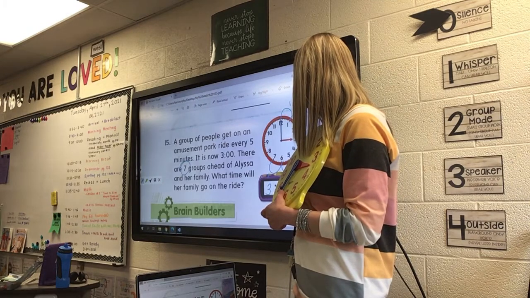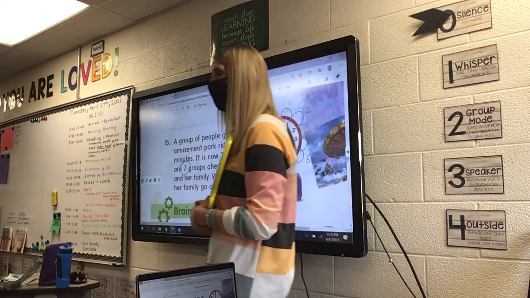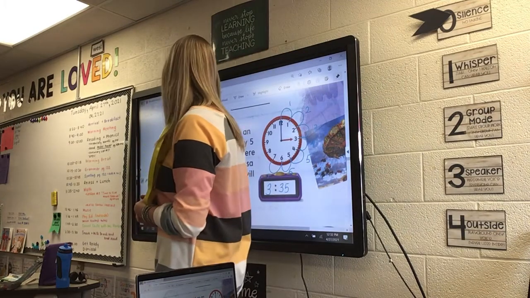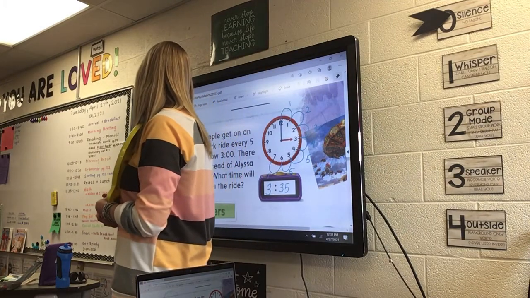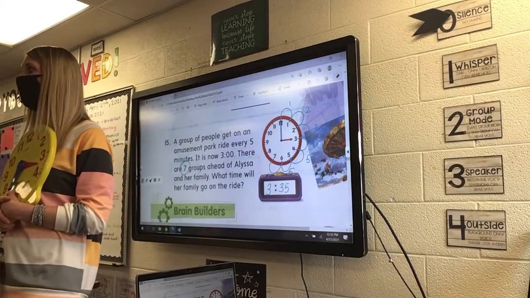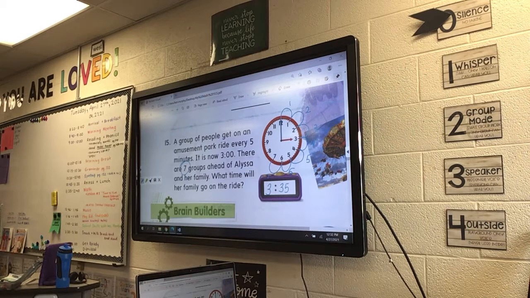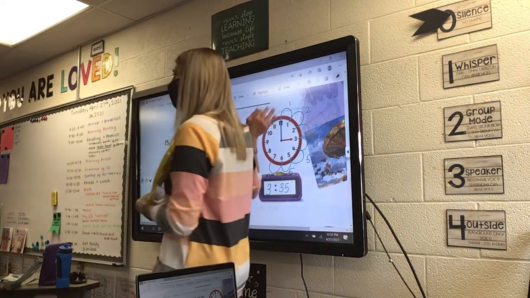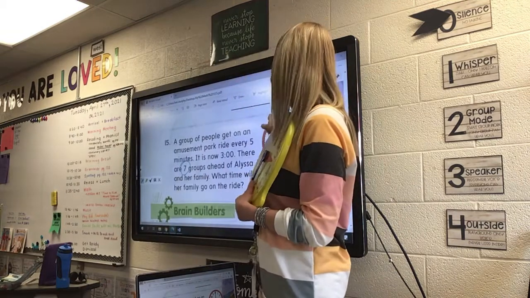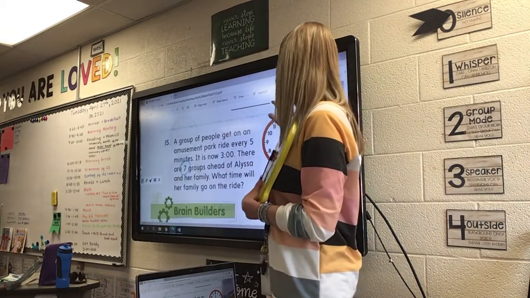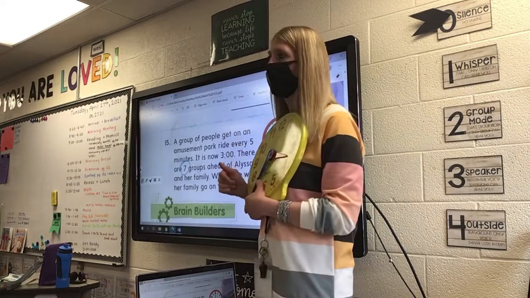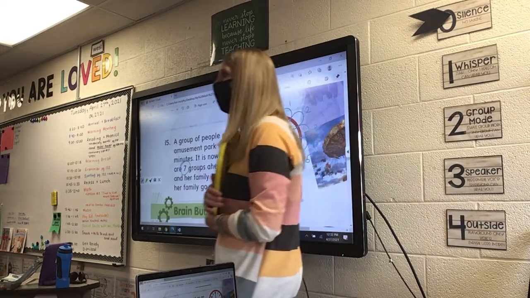Pretty easy. You're welcome. Okay, so 3:35 is when they should go on the ride. Maybe I said that wrong, because there's groups ahead of them, but they have to wait for the groups. I'm sorry, I thought they were gonna ride every 5 minutes, but there's groups ahead of them and they have to wait till 3:45 till they can go.